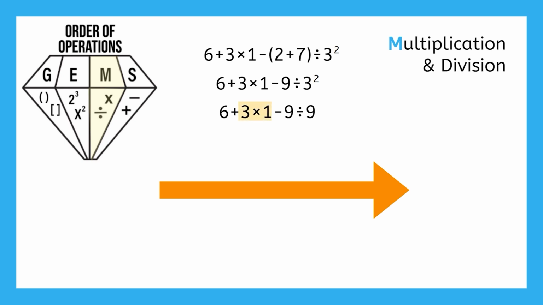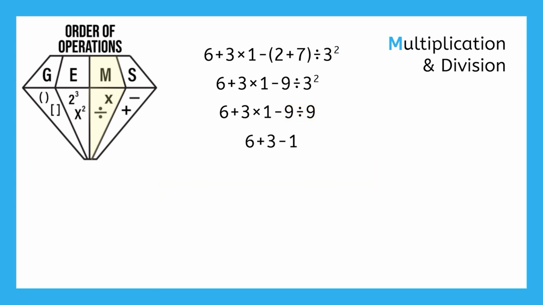Here we have 3 times 1 and 9 divided by 9. Working from left to right, 3 times 1 equals 3, and 9 divided by 9 equals 1. Bring down any unsolved pieces of the expression, and this leads us to the final letter in GEMS, S for subtraction and addition.